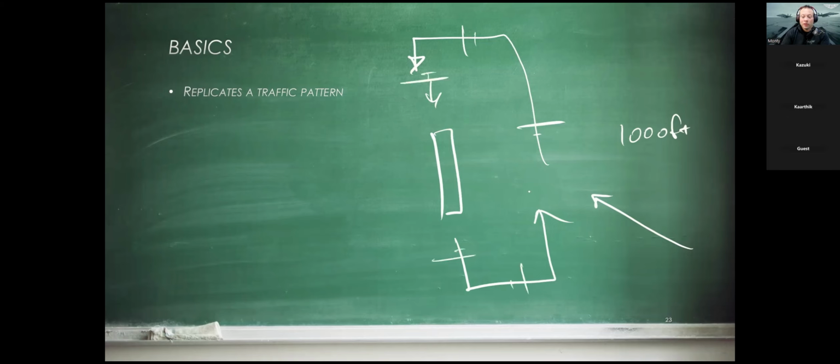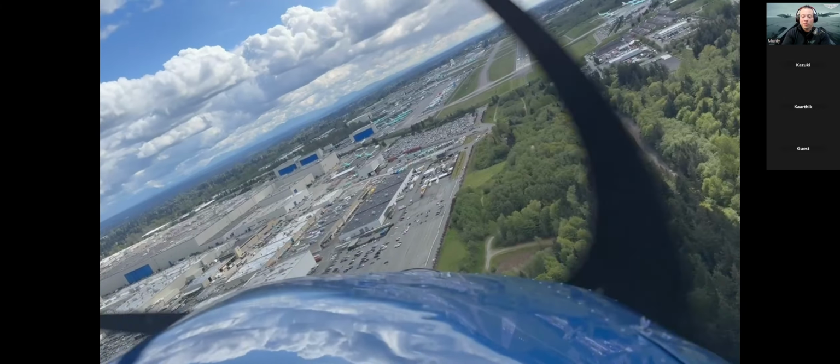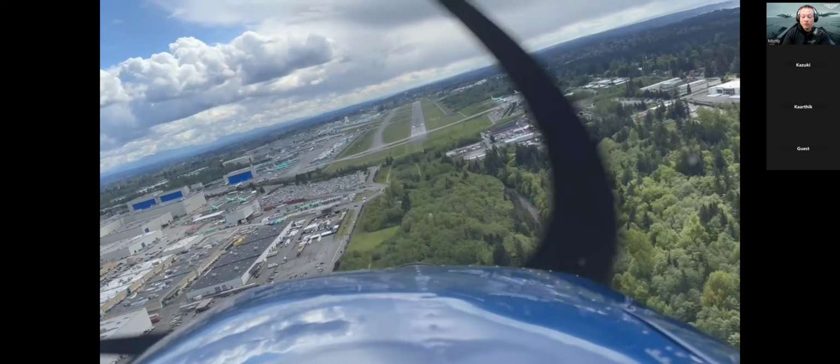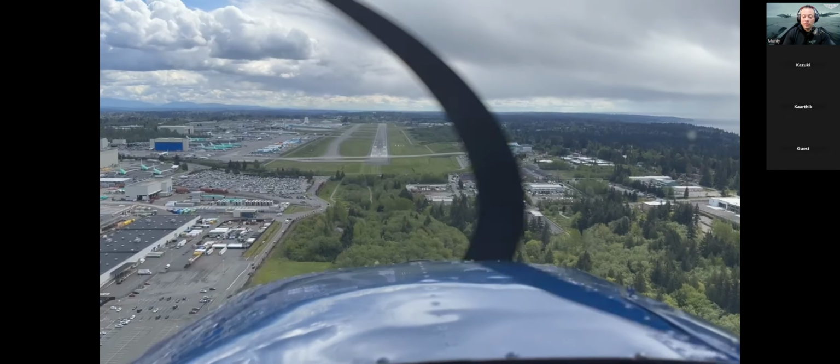If the wind is moving in this direction, we'll be downwind. We'll turn base. We'll likely need to crab into the wind. This is a little exaggerated. We'll need to crab into the wind to account for that crosswind. We'll turn final. Ideally, we'll be completely upwind at this point. And then when we turn crosswind, we'll need to crab into the wind to account for it.